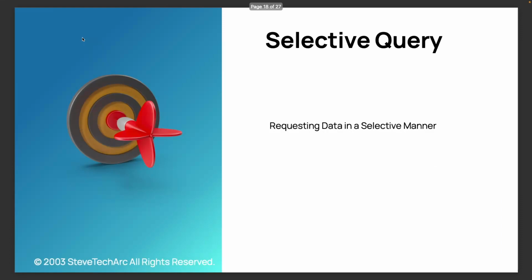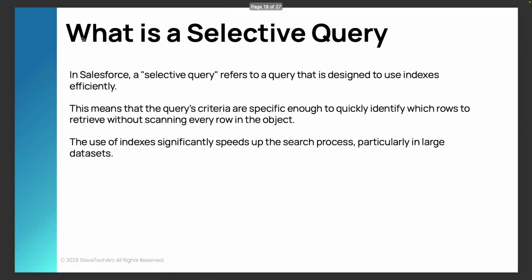So what we're going to go over is requesting the data in a selective manner. A selective query is a query designed to use the indexes efficiently. This means that the query criteria are specific enough to quickly identify what rows without having to do a table scan. And it can definitely speed up performance, especially when there are large data sets involved. So you may be just fine on a small data set, a few thousand, even 10 or 100,000. But when you start to go into the millions of records, this is when you need to be tapping into those queries and asking for it in a selective manner.